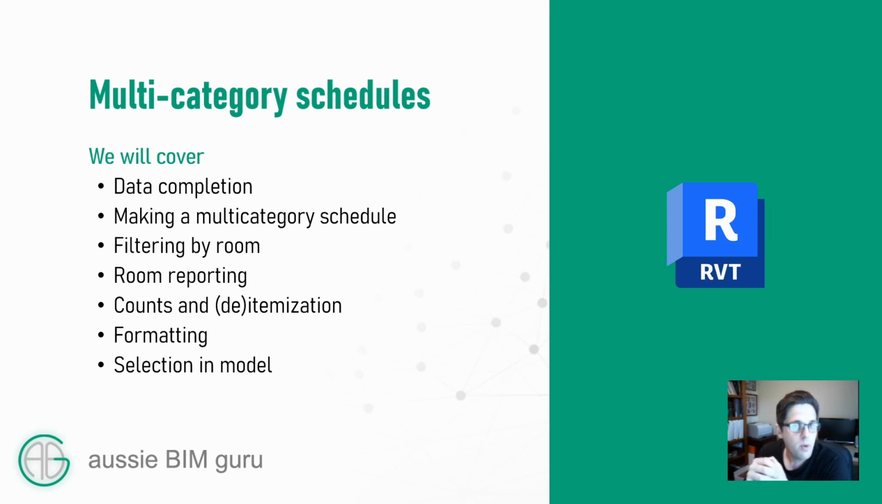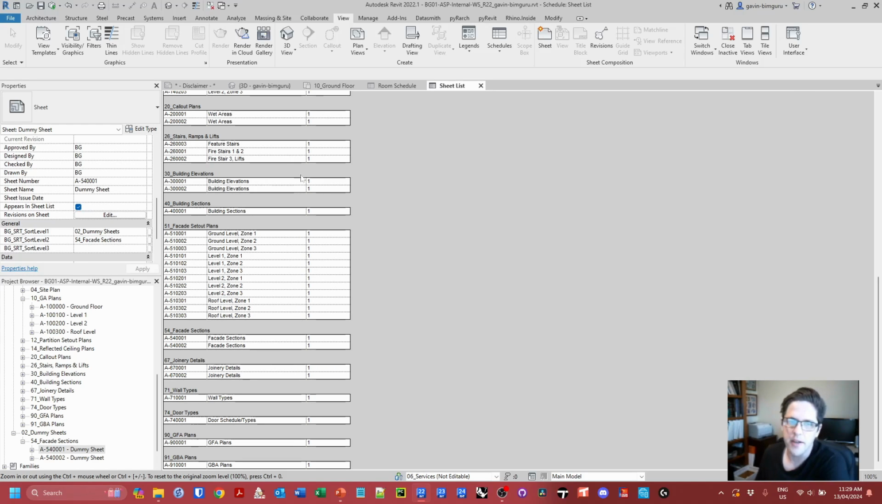I'll quickly look at room reporting, how that works, and how we can filter by a particular room in a schedule. We're then going to look at counts and itemization or de-itemization, which I sort of did before with the room scheduling, but I said I'll come back to it. So this is where we're going to focus on it. It's one of the most powerful techniques in scheduling in Revit. Then we'll have a quick look at formatting, headers, footers, and finally how you can use these schedules to select elements in the model. So I'm jumping back into Revit now, and now we're getting a little bit more complicated.